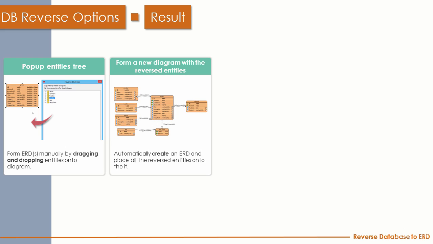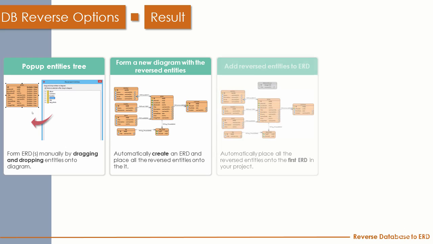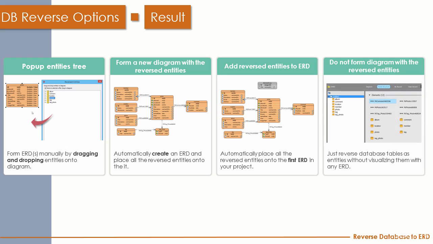The second option is to create a brand new entity relationship diagram and place all the entities we reversed into it. The third option is to reverse the entity into an existing ERD. You need to use it with care, and that may mess up your existing design. But if you're sure that your reverse is just adding some new table into the entity relationship diagram, that's fine. You just do it this way.